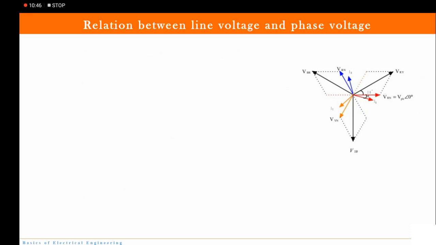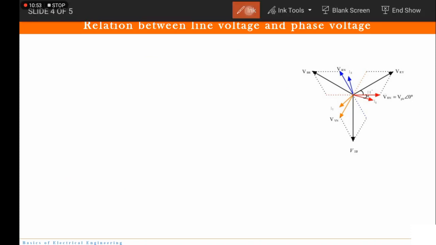Now we will discuss the relationship between line voltage and phase voltage. Line voltage is VL and phase voltage is VPH. Just at the start I told you the difference between the two, isn't it? The phase voltage is the voltage at each phase, so that is measured with respect to neutral. So that is this.